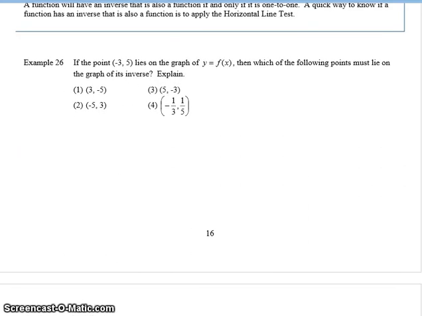If the point -3, 5 lies on the graph of y equals f of x, then which point must lie on its inverse? Keyword: inverse. So you switch x and y. They gave you -3, 5. Switch x and y, and that becomes 5, -3. Choice 3.